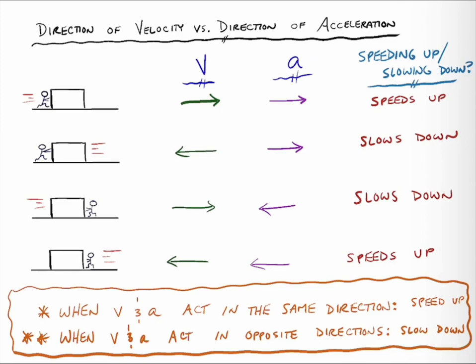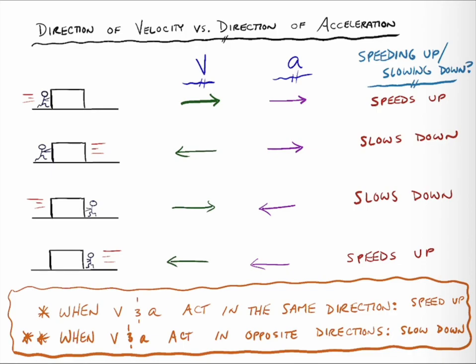Now, the velocity is always pointed in the direction the object is moving. The acceleration points in the direction of whatever is pushing or pulling that object. So if you know an object is moving to the right, you immediately know that its velocity is directed to the right. Then the direction of the acceleration, while not always in the same direction you're moving, will determine whether or not that object is speeding up or slowing down.